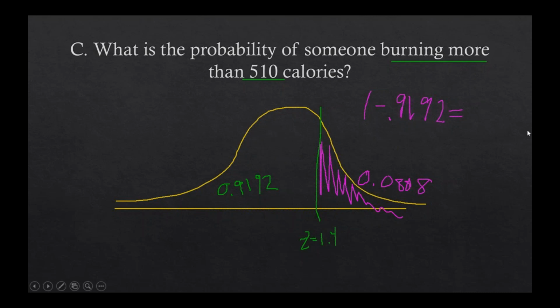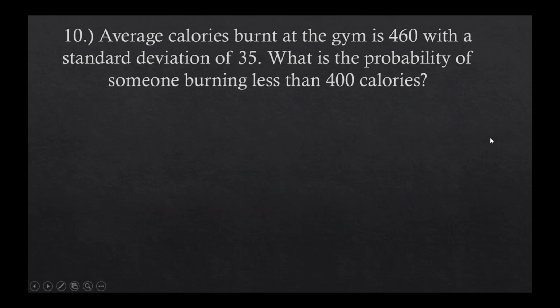Okay, let's have you guys try this one. Okay, so you're going to have to start with finding a z-score and then find the probability. So same gym, same standard deviation, but different calorie burnage. All right, I'm going to give you like a minute or so. See what you can do.